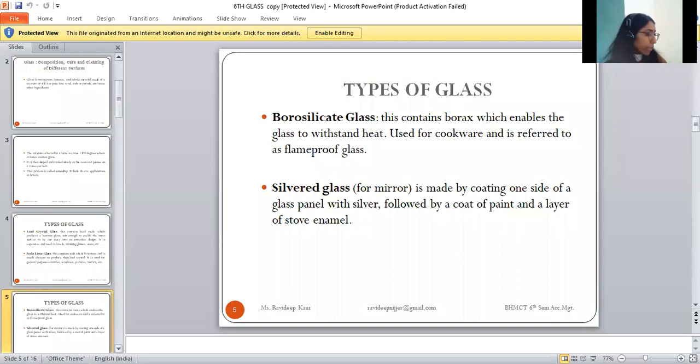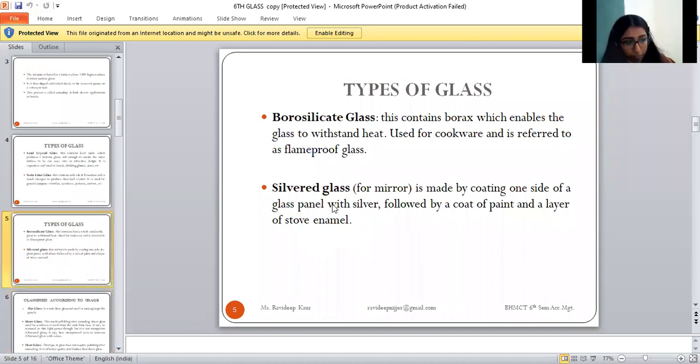Then the other type which we have is silver glass, and this glass is made by coating one side of a glass panel with silver, followed by a coat of paint and a layer of stove enamel. So this category of glass is silver glass, which is used for making mirrors. This category is specialized for making mirrors only.